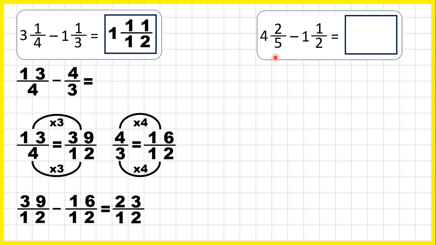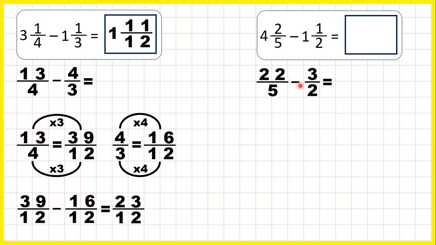Now let's follow the same method with 4 2/5 minus 1 1/2. The first step is to rewrite the question with improper fractions. Now 4 times 5 is 20, plus 2 is 22, so 22/5 is the same as 4 2/5, and we're subtracting 1 1/2, which as an improper fraction is 3 over 2.